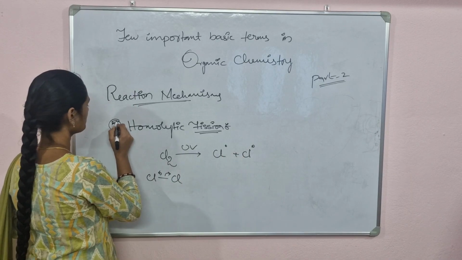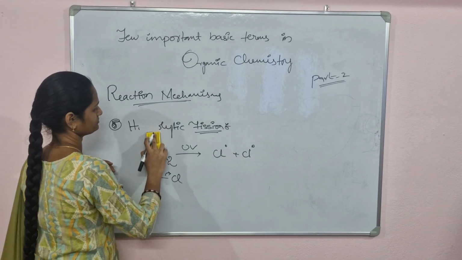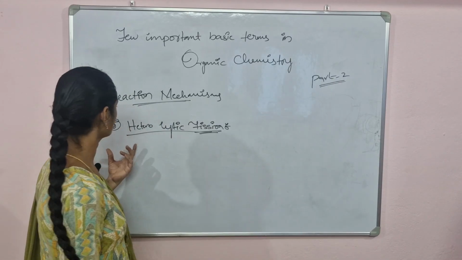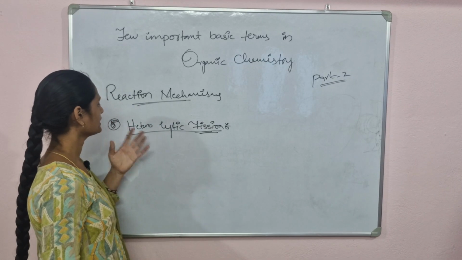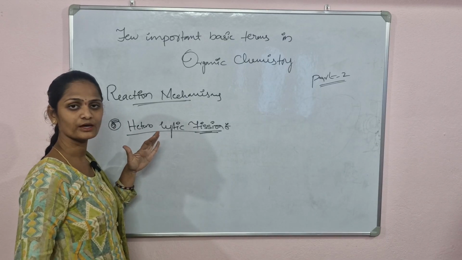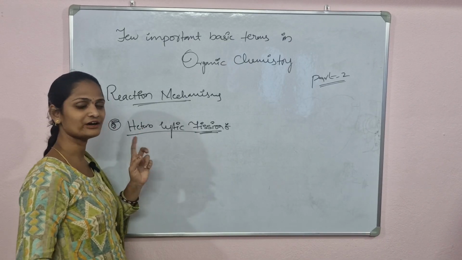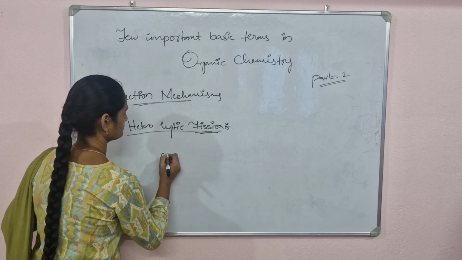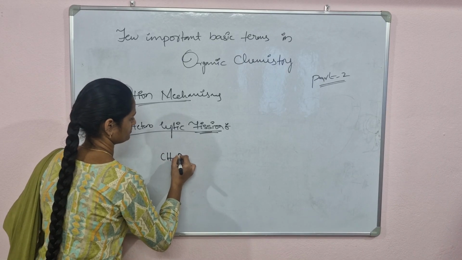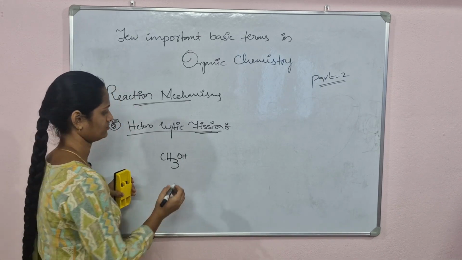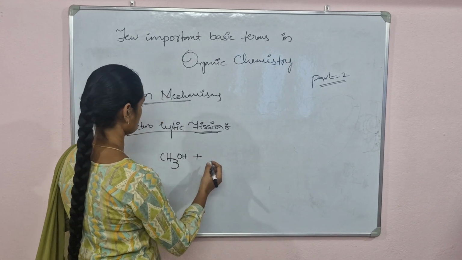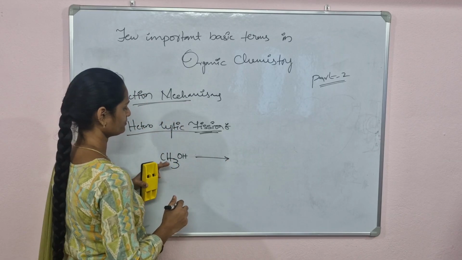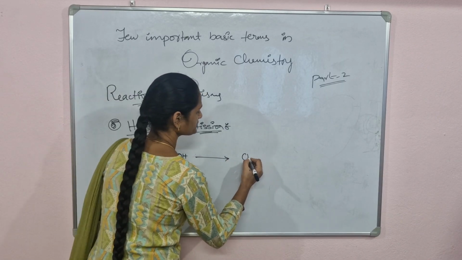The next one is heterolytic fission. In this fission, meaning breaking of a covalent bond, only one atom will retain its electrons. For example, methyl alcohol. Breaking of the bond will take place in this form.